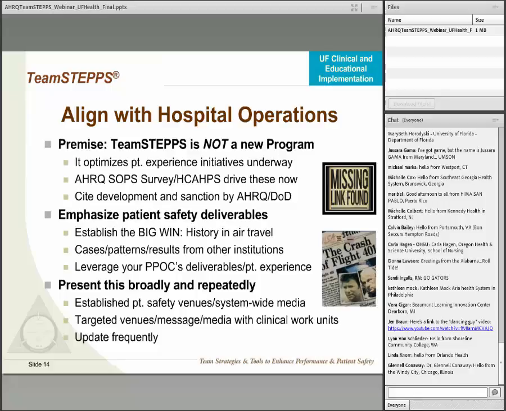We emphasize the safety deliverables because that's particularly what the expectations of us are in the Quality Center. I like to usually establish the big win, the history within air travel, and even the delays in the airline industry, as it's kind of like where we are. How do you get this prevalent in your industry? I borrow much from the TeamSTEPPS website and look for deliverables, cases, patterns, and results from other institutions.